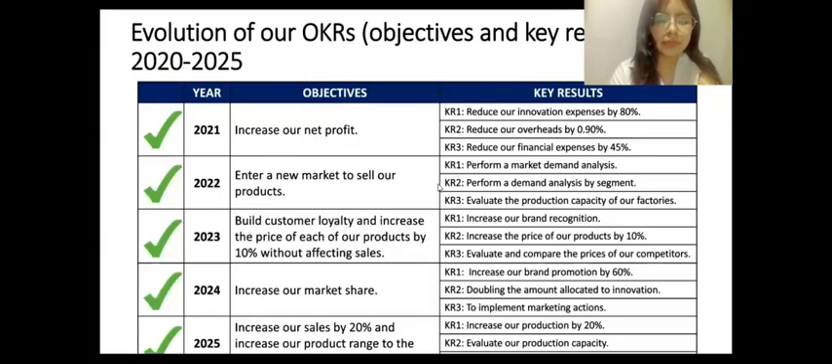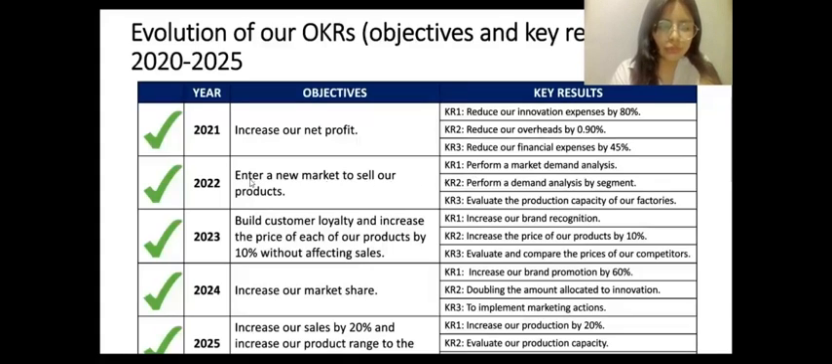We set our objectives before we made our first decision, but after each year, our objectives changed. As you know, the first decision was based on 2020 results. We analyzed the simulator and we formulated the objective of increasing net profit for the year 2021. To achieve that objective, we needed key results. The first key result was to reduce our innovation expenses by 80%, to reduce our overheads by almost 1%, and to reduce our financial expenses by 45%.